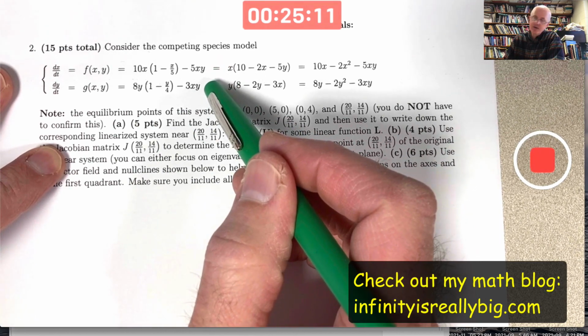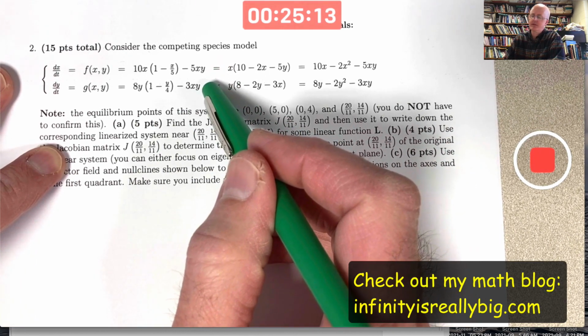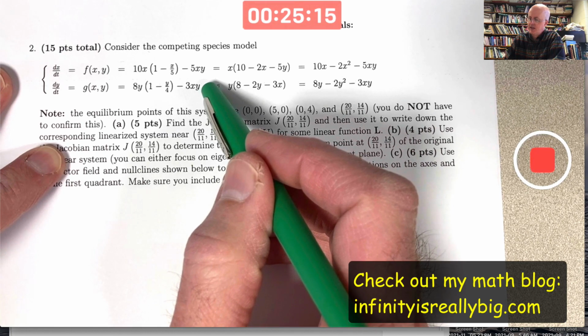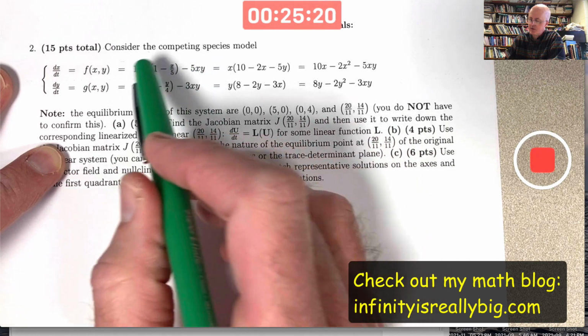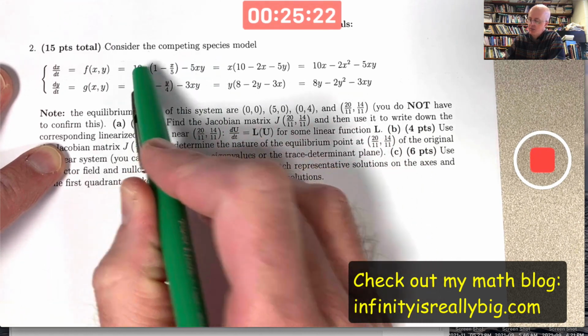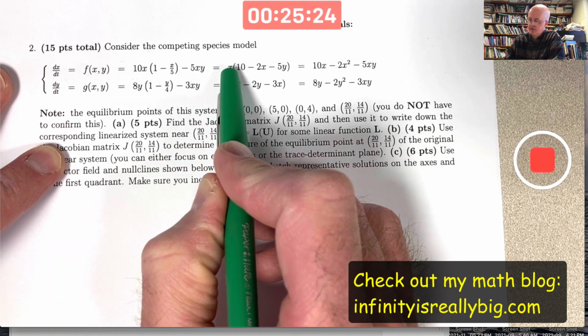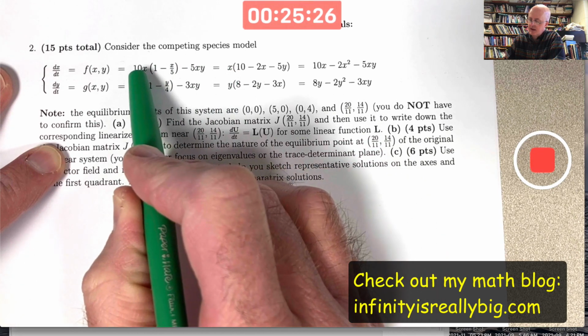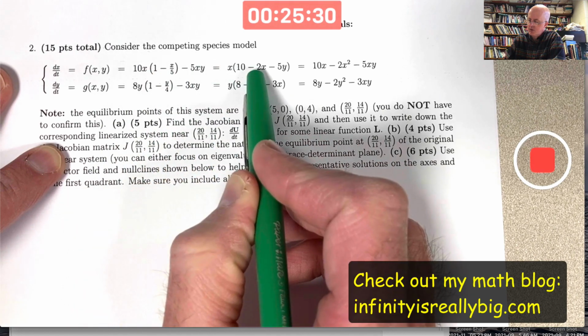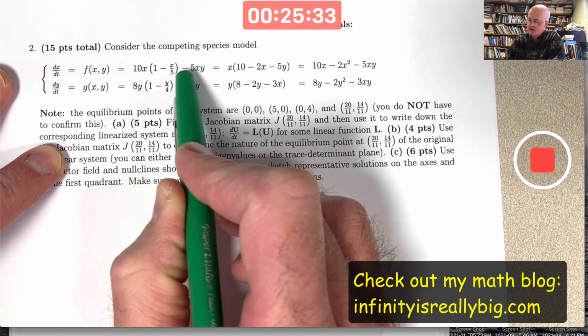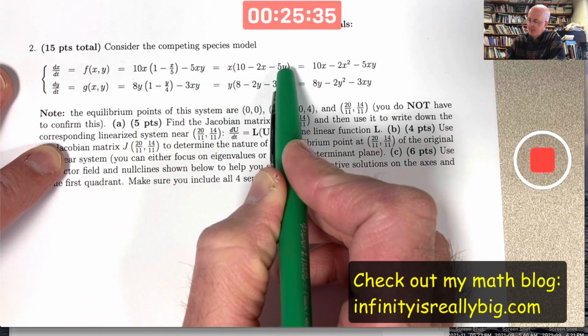To find equilibrium points, to draw the phase portrait in the phase plane, it's good to factor these things as much as possible. In the first right-hand side, each term has a common factor x that can be factored out. And you're left with 10 times 1 is 10. 10 times negative x over 5 is negative 2x. And if you factor an x out of this one, you're left with negative 5y.